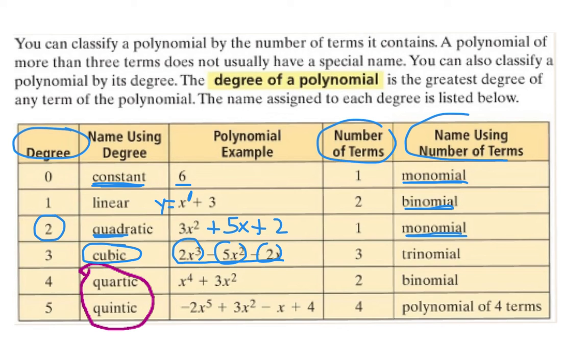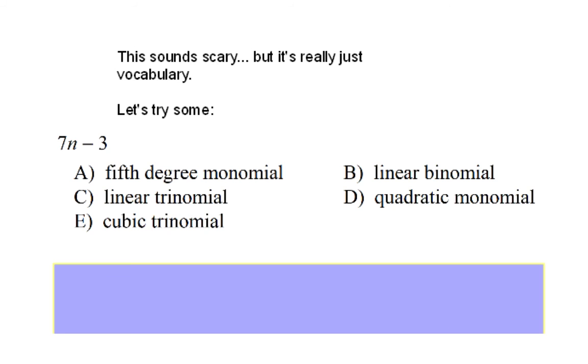The book gives us words for, and some books use these more than others, for 4th degree and 5th degree. The words are quartic and quintic. I never say those words other than on this day where I'm giving vocab. So we can just say a 4th degree, in this case 4th degree binomial, or a 5th degree polynomial with 4 terms. I can't get much more specific than that. If you want to remember those words, quartic and quintic, they're kind of cool words, but we can just say 4th degree, 5th degree. That constant was of degree 0, just a number.